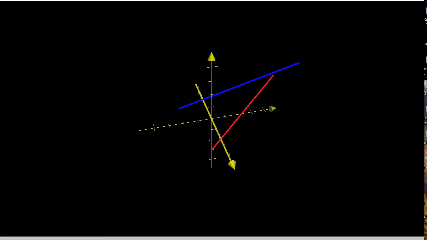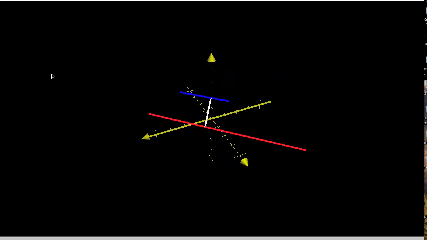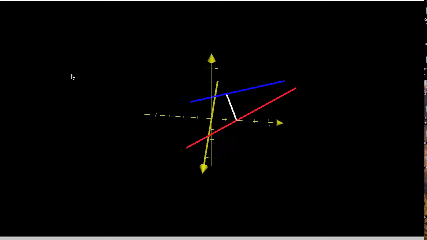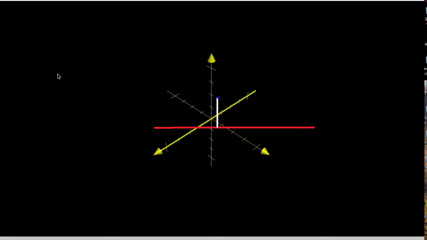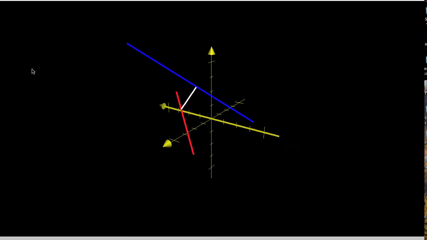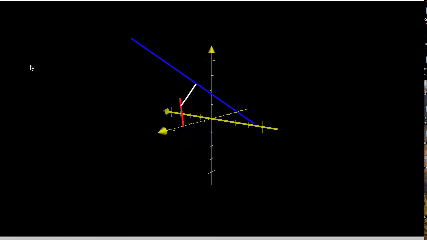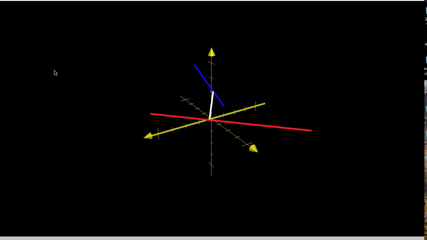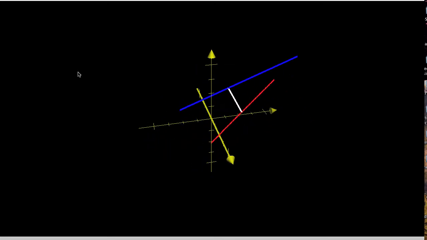Okay, so keep that in mind now, and let's go back to the white line that I had drawn here, which I have already computed and which in fact represents the closest approach of the two lines. And you can see that this white line is in fact perpendicular to the blue line and perpendicular to the red line.